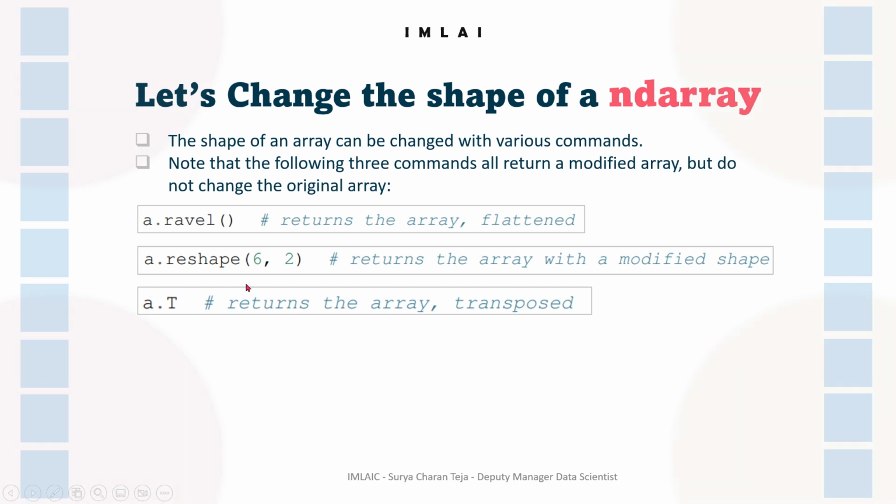So ravel is one, reshape is one, T is one. Ravel returns the array flattened, whereas reshape returns the array with a modified shape, and T returns the array transposed. Okay, let's look into the methods one by one. Let's begin with ravel.